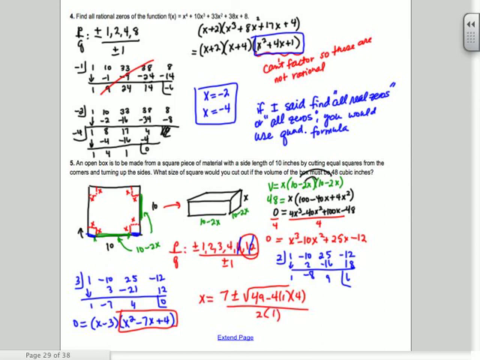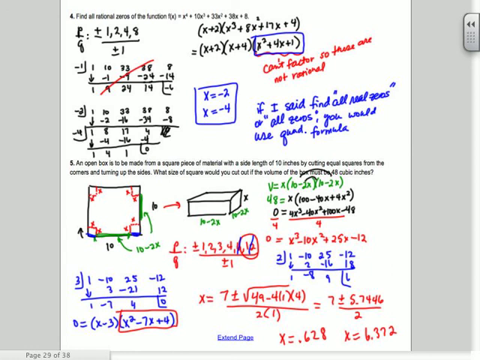So that's 49 minus 16. So square root of 33. So you have two answers. So 7 minus 5.7446 divided by 2, and 7 plus 5.7446 divided by 2. So 6.372.